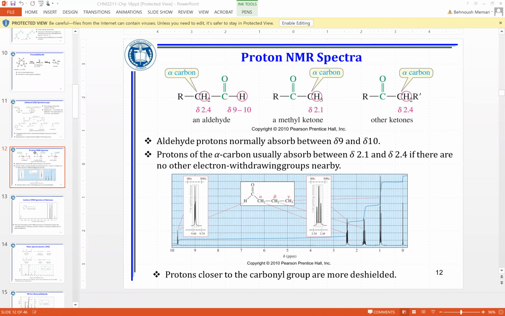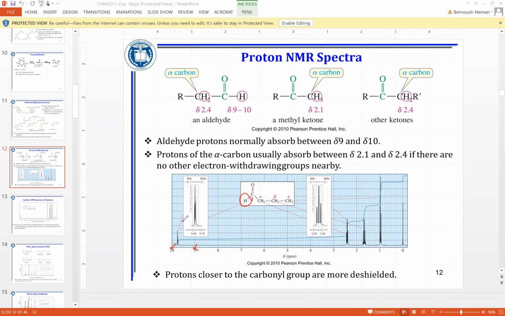NMR for aldehydes, proton NMR would show a peak between 9 and 10. That's for proton NMR, and that was an exam question. Since we referred to that multiple times, a peak between 9 and 10 would designate aldehyde. I was really surprised when I saw that a couple of students missed it. A peak between 9 and 10 would be the hydrogen of the aldehyde.